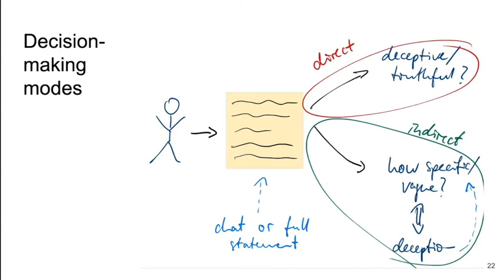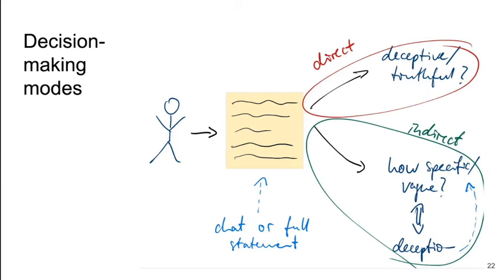We then asked humans to read the statement. So humans got to read either the chat protocol or the full statement that we elicited in this deception study, where people lied or told the truth about post-corona plans. And we did this in two ways. One is the direct route: we asked, is this deceptive or truthful? And the other one is the indirect or heuristics-based approach.